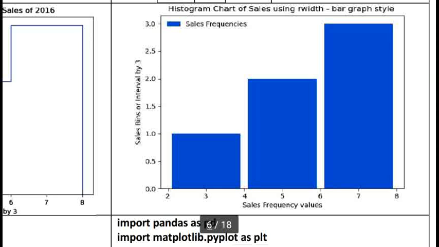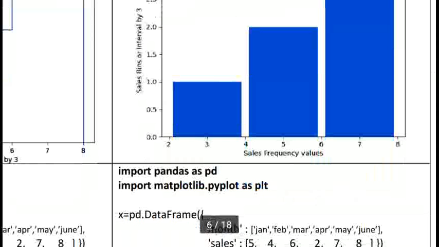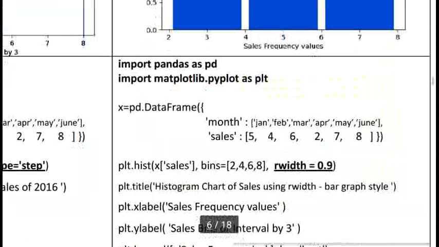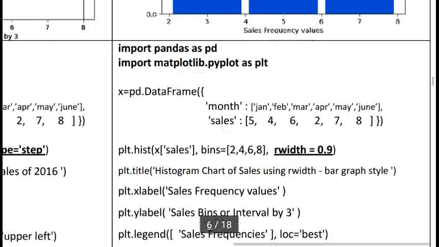It shows only the frequency of numerical data. So one parameter, rwidth equal to 0.9. Other things as they are, we can use pd data frame, title, xlabel.